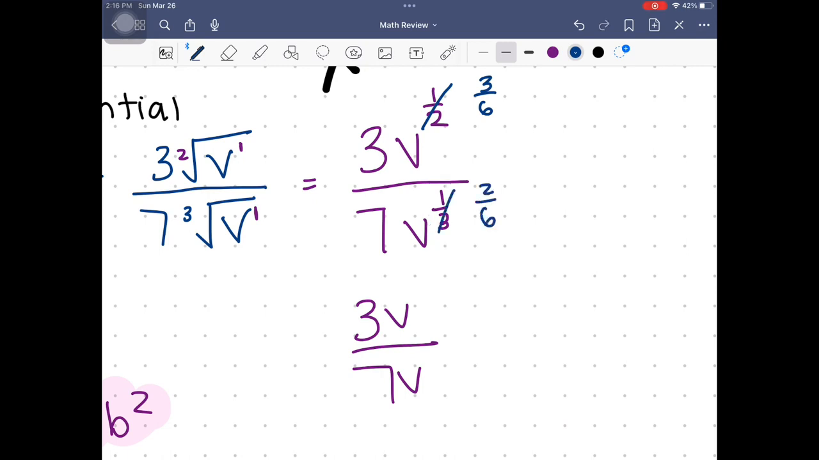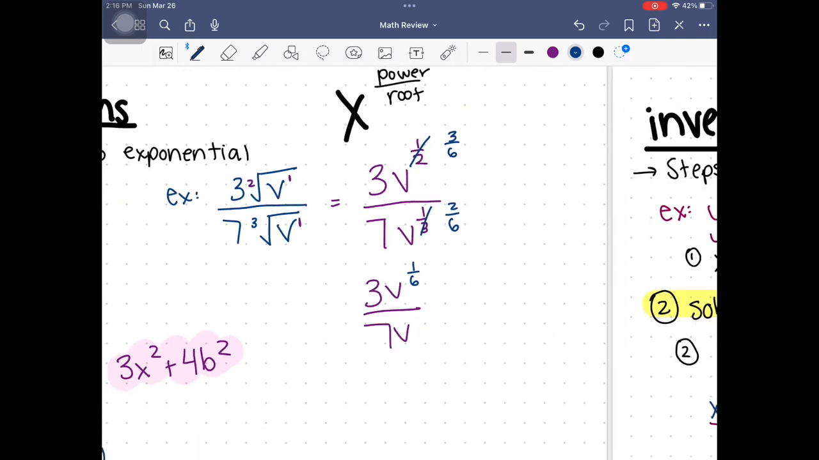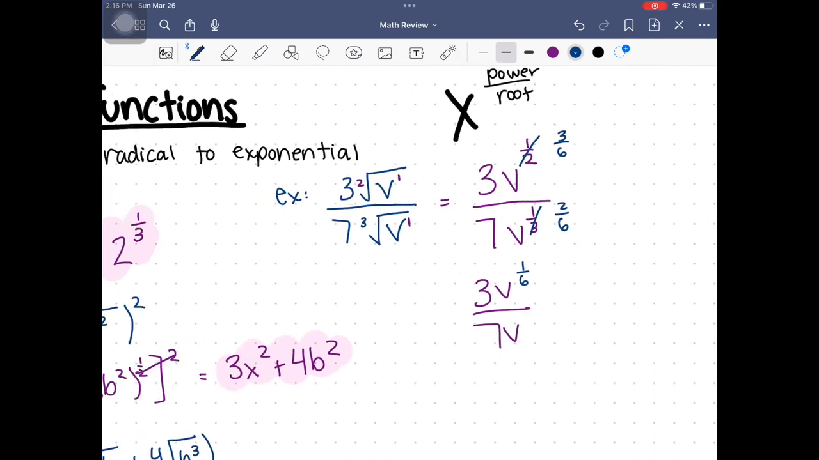Okay, please make sure they have the same denominator. So now I'm going to subtract them. 3/6 minus 2/6 is going to be 1/6, and that is left over on the top. So I'm going to have v to the 1/6. That's it, okay? Now, if it asks you to put it in radical form, this is not my answer, okay?